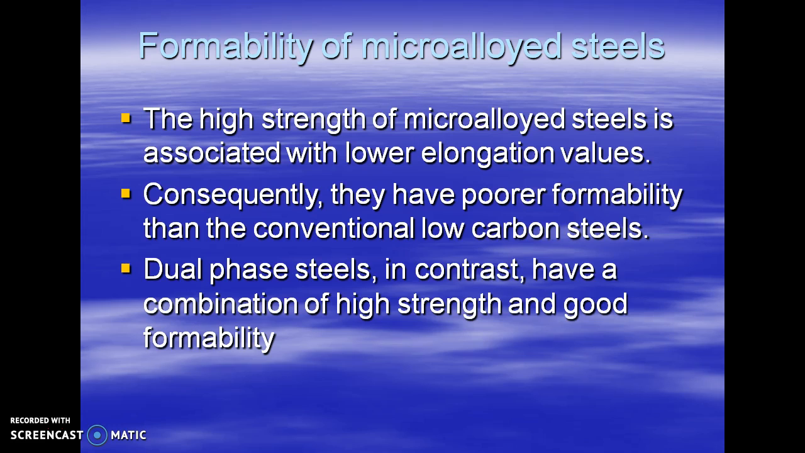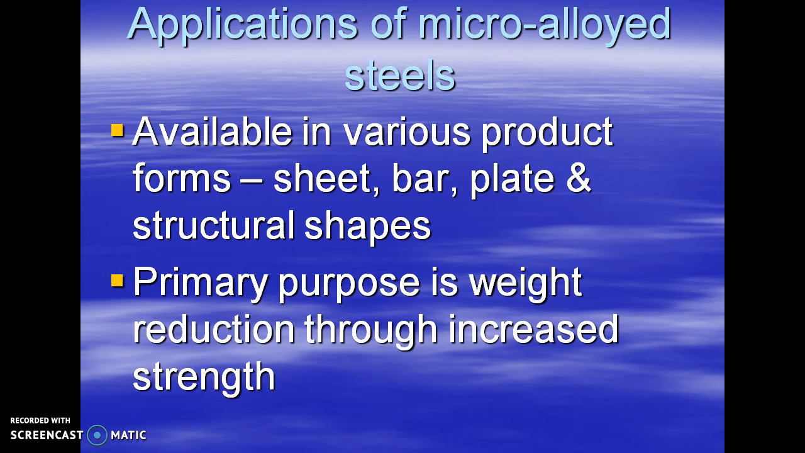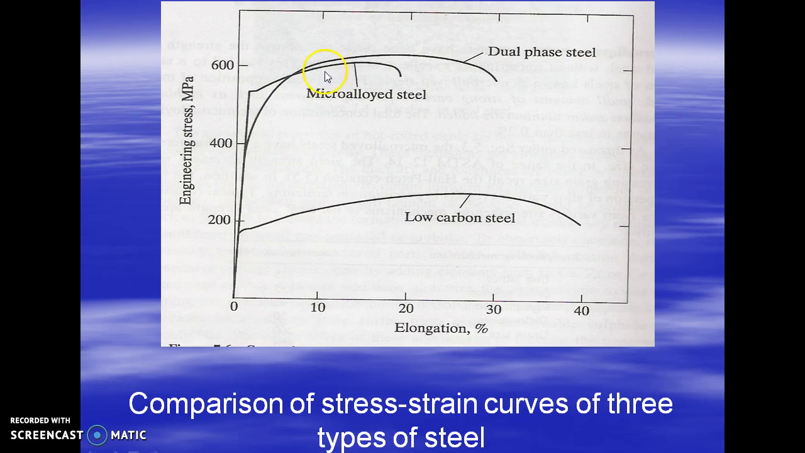You can see it. Formability: the high strength of the microalloy steel is associated with lower elongation values. Consequently, they have poorer formability than the conventional low carbon steel. Dual phase steels, in contrast, have a combination of high strength and formability. So this is the comparison, the application of the steel which is given. They are available in various product forms: sheet, bar, plate. Let me remind you once again of this graph we have seen about the microalloy steel. Now you can see that in between we have low strength, based on the dual phase.